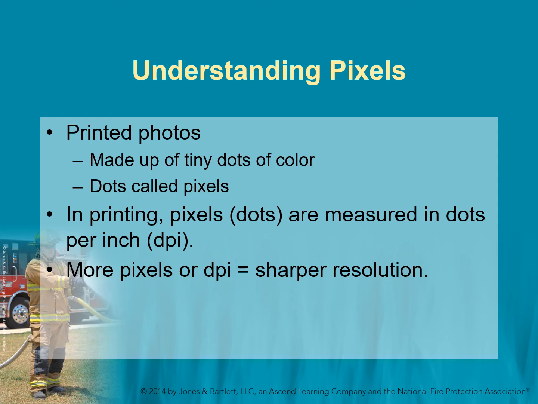Understanding pixels: printed photos are made up of many tiny dots of color. These dots, all arranged to make the image, are called pixels. In printing, pixels or dots are measured in dots per inch, DPI. The more pixels per inch, the sharper the image.